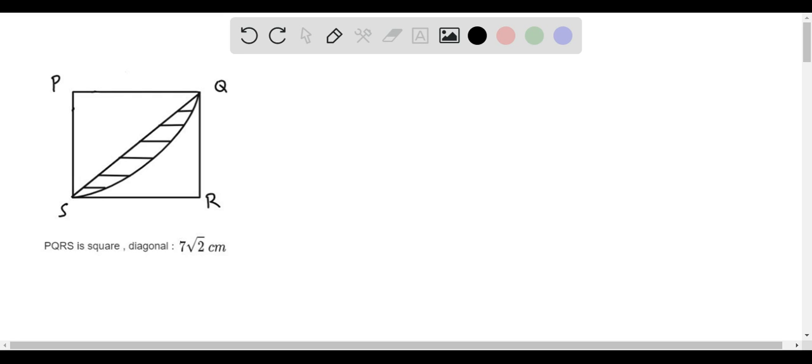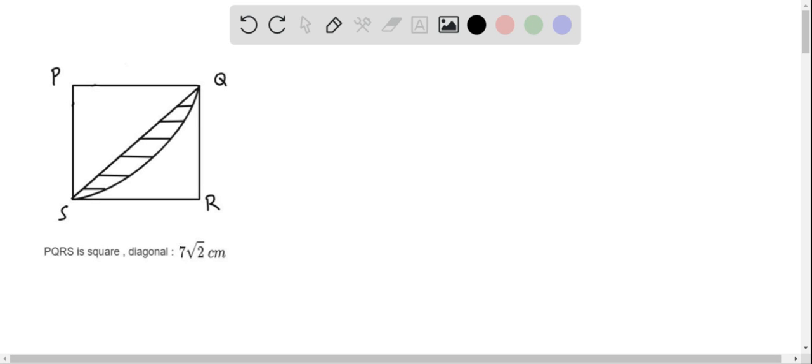We have this diagram PQRS, which is a square with a diagonal of 7 root 2 centimeters, and with P as the center, there is an arc drawn from S to Q so that it makes an area with the diagonal of the square, which is shown as the shaded portion. Basically, we have to find the area of this shaded portion. So let's see how to find out this one.